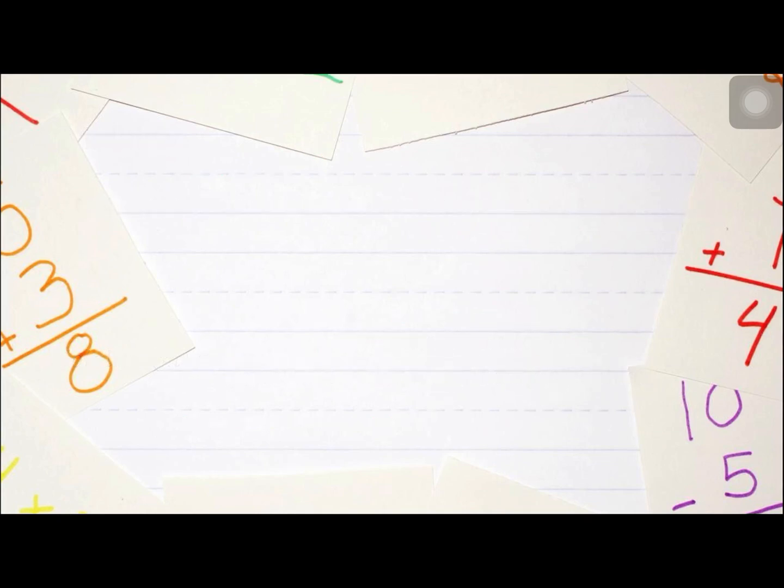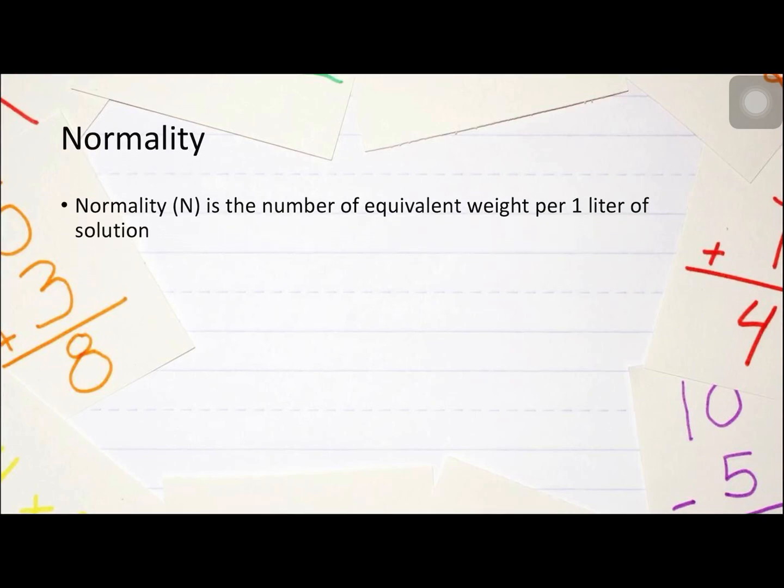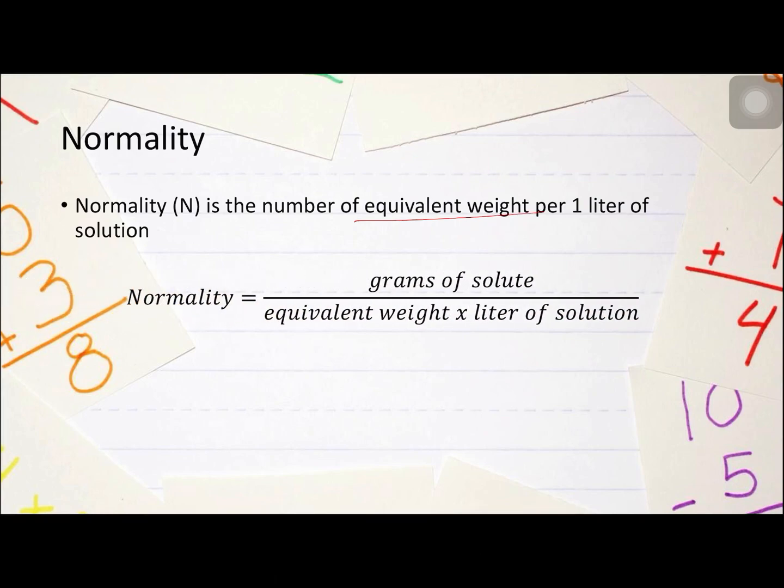Okay, so that is simply the difference between molarity and molality. Now, something new and not very commonly encountered inside the laboratory is what you call normality. Normality is the number of equivalent weights per 1 liter of solution. Normality is equal to grams of solute over equivalent weight times the liters of solution. We know the grams of solute and the liters of solution. The only thing we do not know is the equivalent weight.